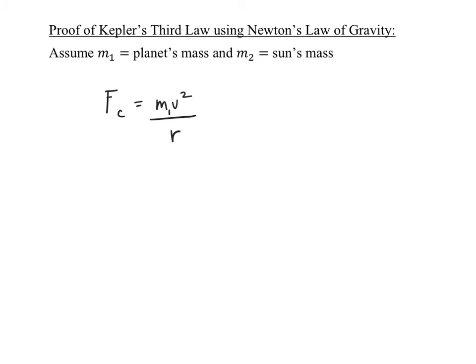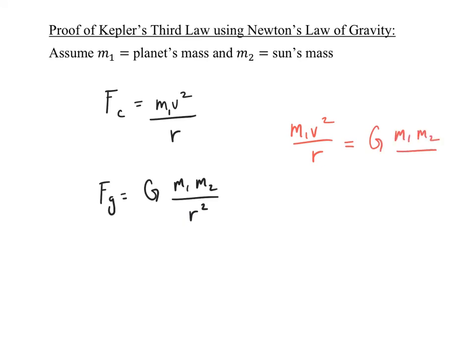What causes circular motion that keeps planets in orbit? What force keeps planets in orbit specifically? Gravity. So we could say that gravity is G m1 m2 over r squared. Since the centripetal force is provided by gravity, these equations are equal to one another. So I could say m1 v squared over r equals G m1 m2 over r squared.